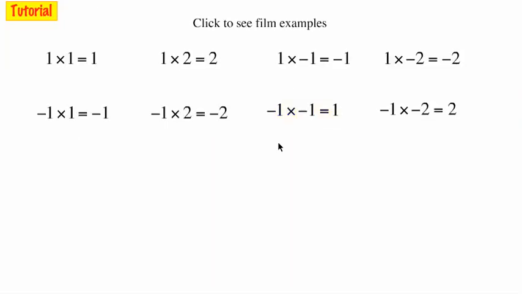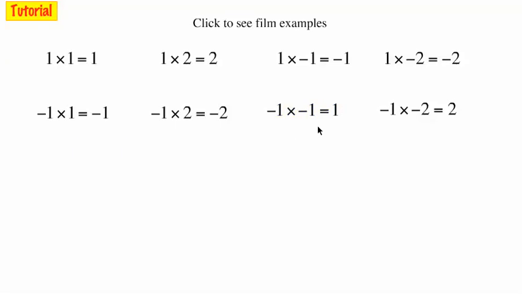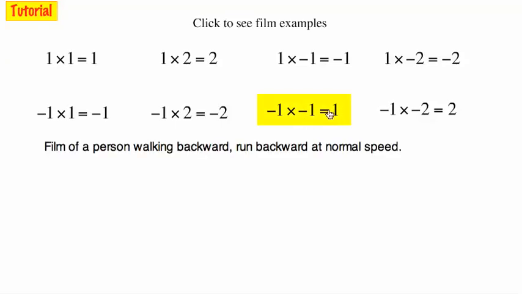Okay, now what happens if we run the film of a person walking backwards and we run the film backwards? Well, we should expect to see the person going forwards. Let's see what that looks like.